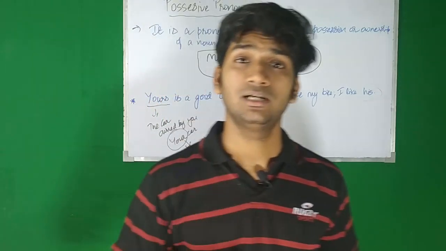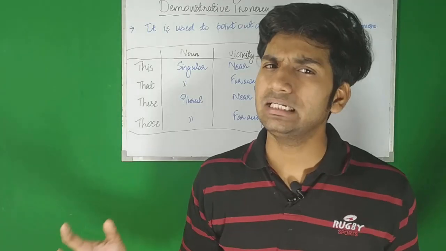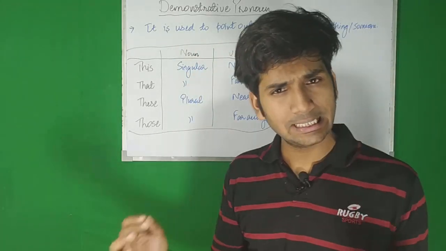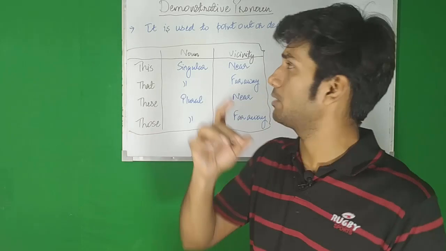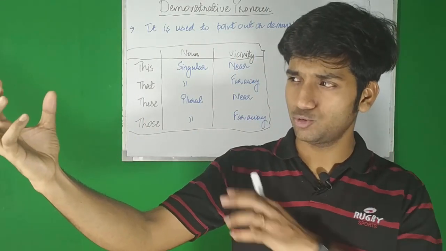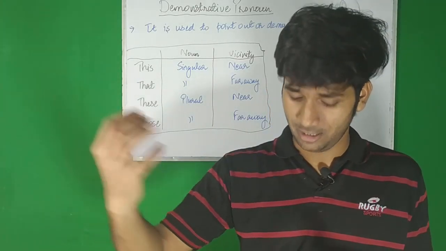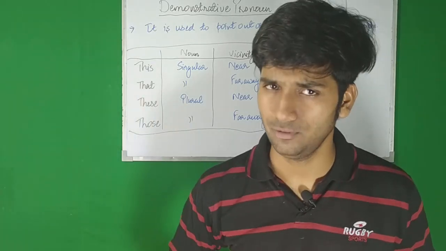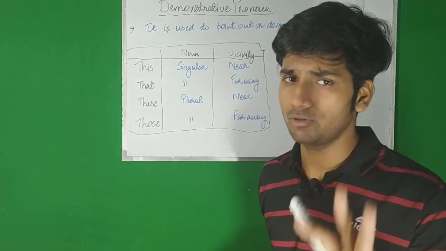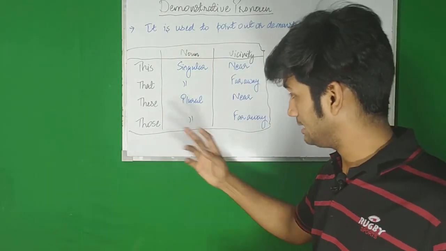Got it? All right. Now let us talk about the third one, demonstrative pronoun. So what is a demonstrative pronoun? Just look at the word demonstrative. The answer is hidden right here in the word. A demonstrative pronoun is a pronoun that is used to demonstrate, to point out something or somebody that's near you or far away from you. That's what a demonstrative pronoun does. In demonstrative pronouns, we have 4 pronouns: this, that, these, those.